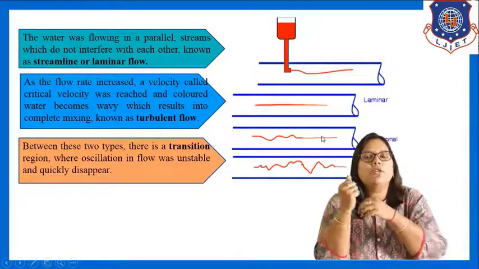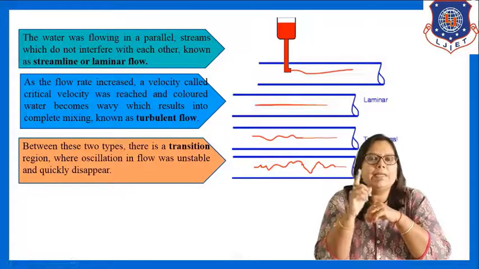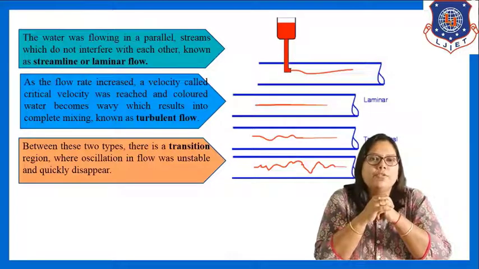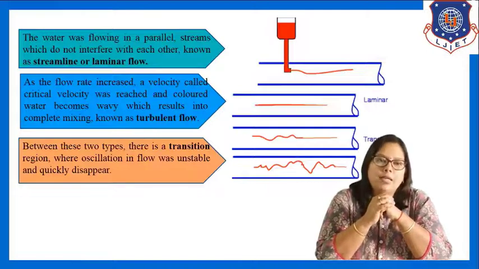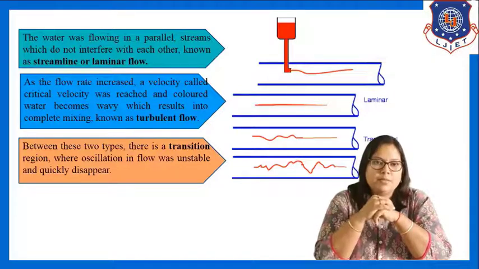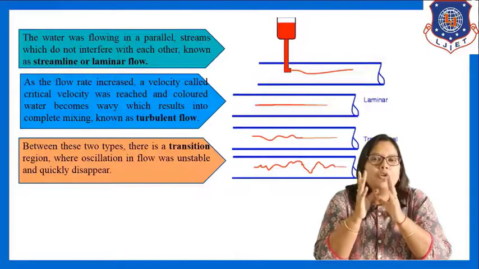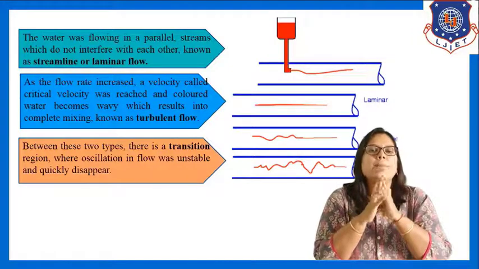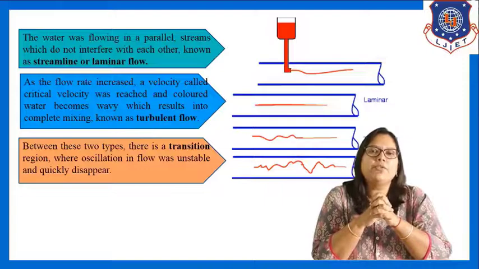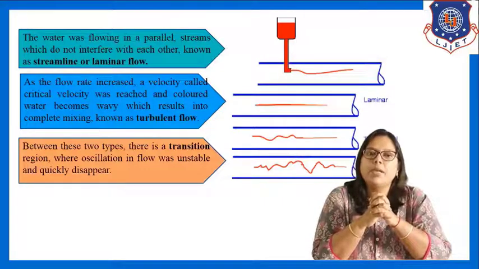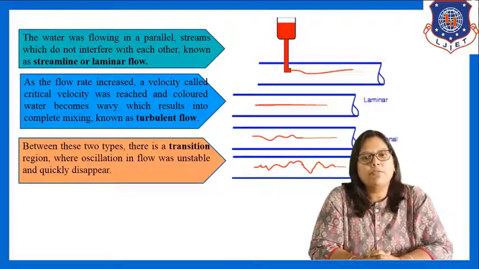The water flowing in parallel streams which do not interfere with each other is known as streamline or laminar flow. The first one. Fine. At low flow rate, the water flows in parallel streams which do not interfere with each other, known as streamline or laminar flow.